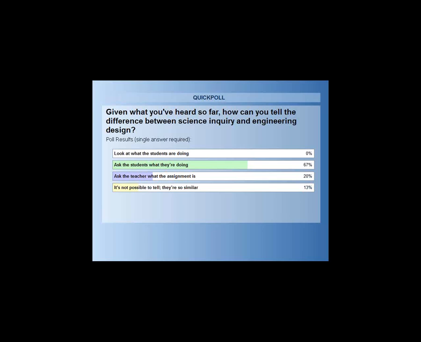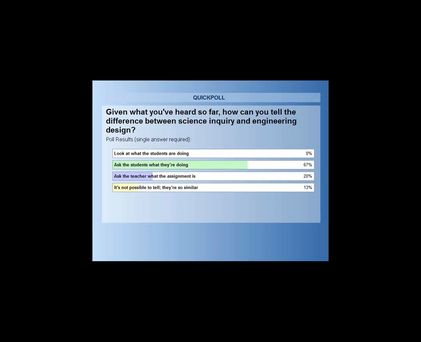But I will add, the way I would vote is I would ask the students what they're doing, or the teacher. But asking the students is even a little more accurate because you find out how the students are thinking about their activity. So if they're really involved in inquiry, then they will say, I'm trying to find out and answer this question. If they're involved in engineering, they're saying, I'm trying to build a bridge that will support such and such and such.